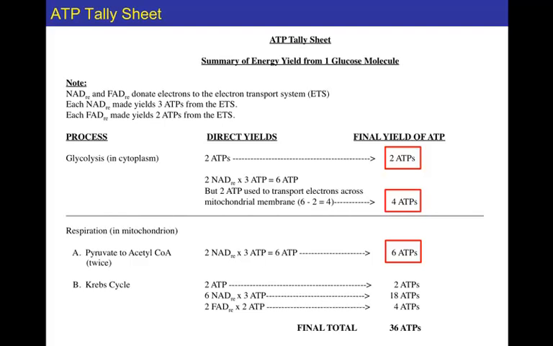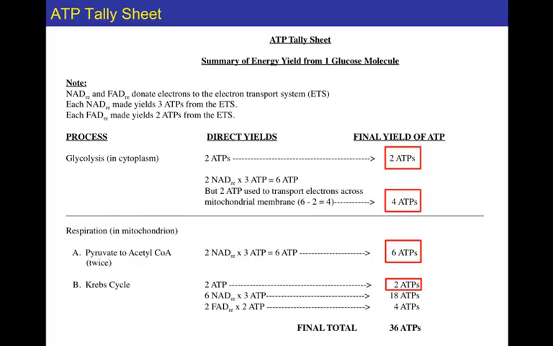Next, 2 NADs are obtained during the on-ramp to Krebs cycle, where pyruvate is converted into acetyl coenzyme A. Those 2 reduced NADs can enter the electron transport system, and you will get 3 ATPs apiece from them for a total of 6 ATPs.